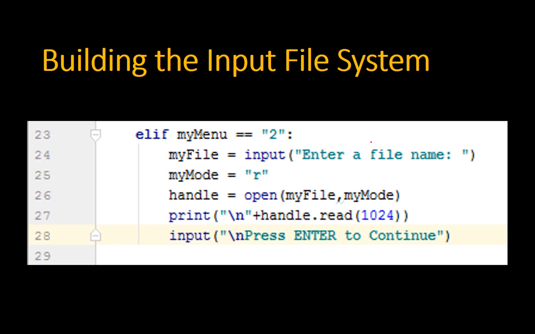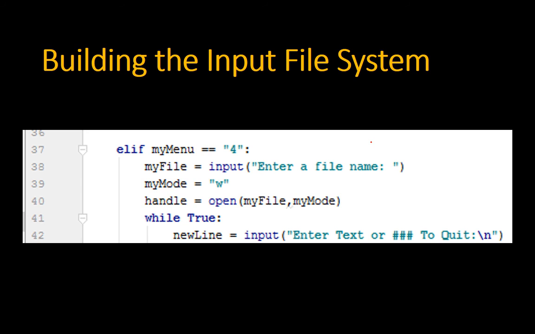Now, we looked at this before, but again, just a reminder to you. If you notice, we've opened the file up, and now we're going to print \n. Handle is the file name, and we're going to read 1,024 characters, or a kilobyte of material. And when we do that, it should pretty much display one line at a time.